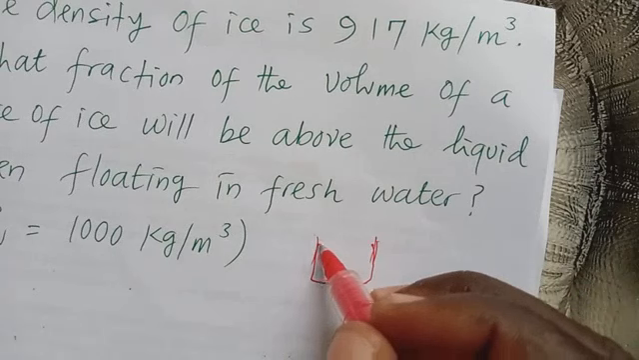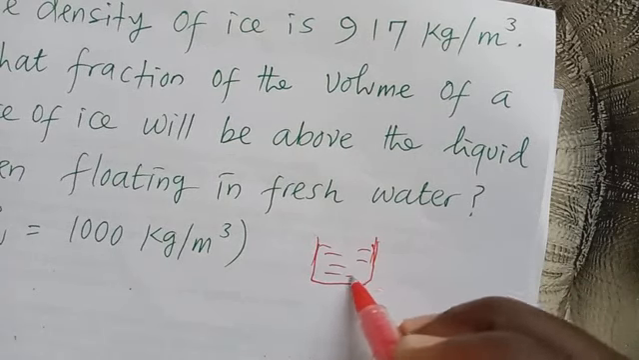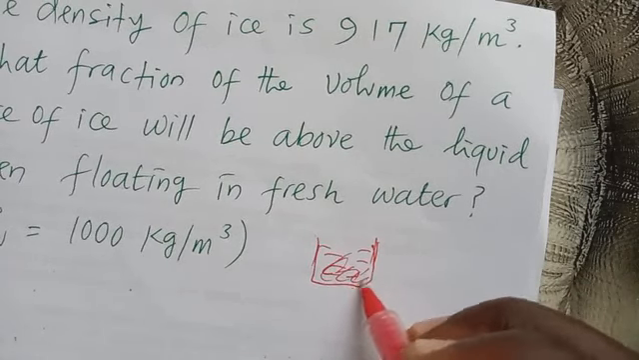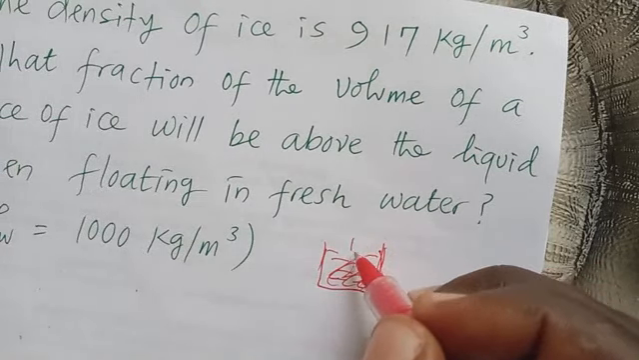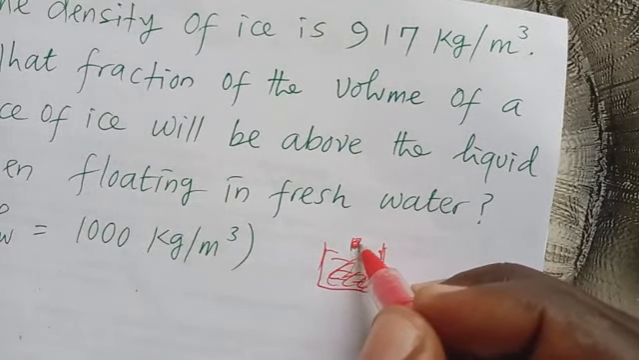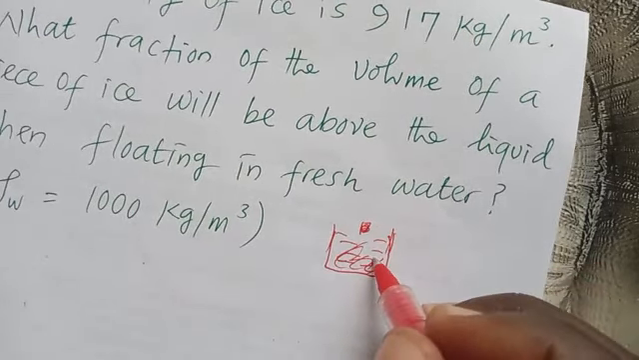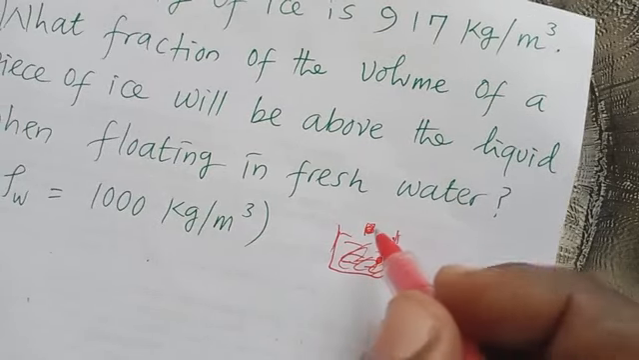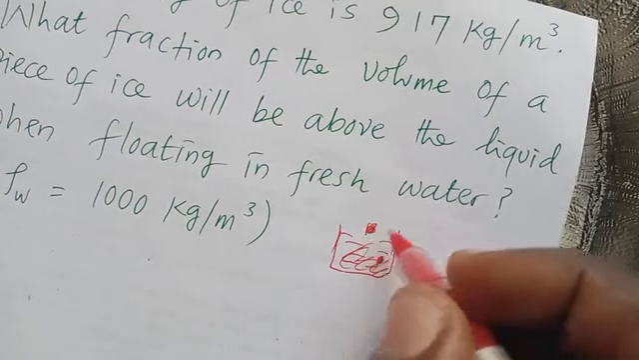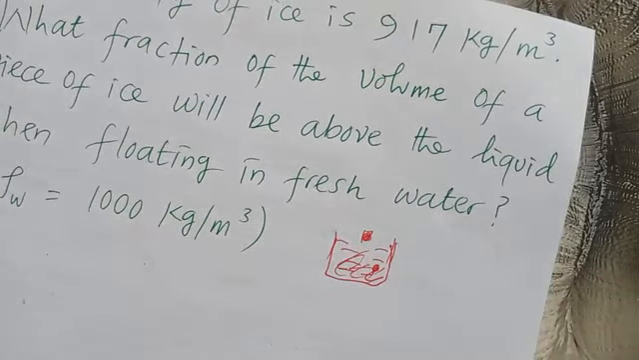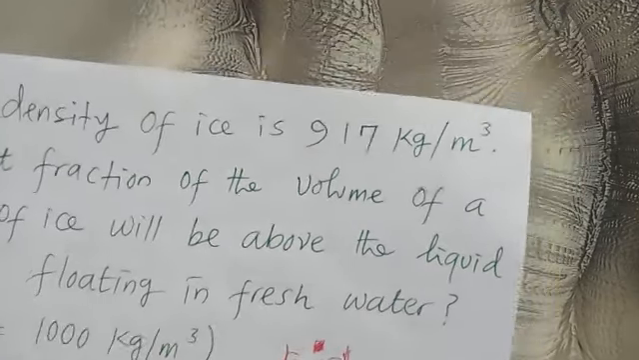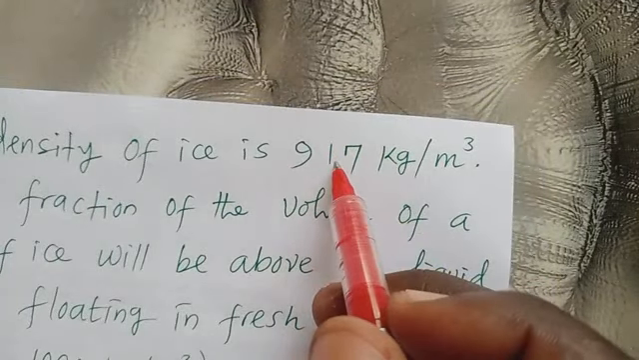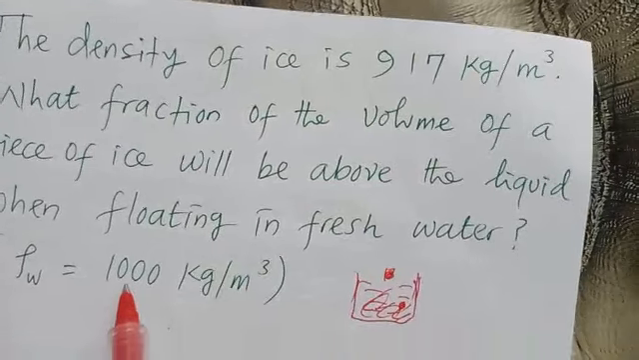So the question says, what fraction of the volume of the piece of ice will be above the liquid? So they need the fraction above the liquid, meaning this is the fraction they want, but we may not get it at first. We will have to get the fraction of the bottom, then from there we can get the fraction of the one at the top.